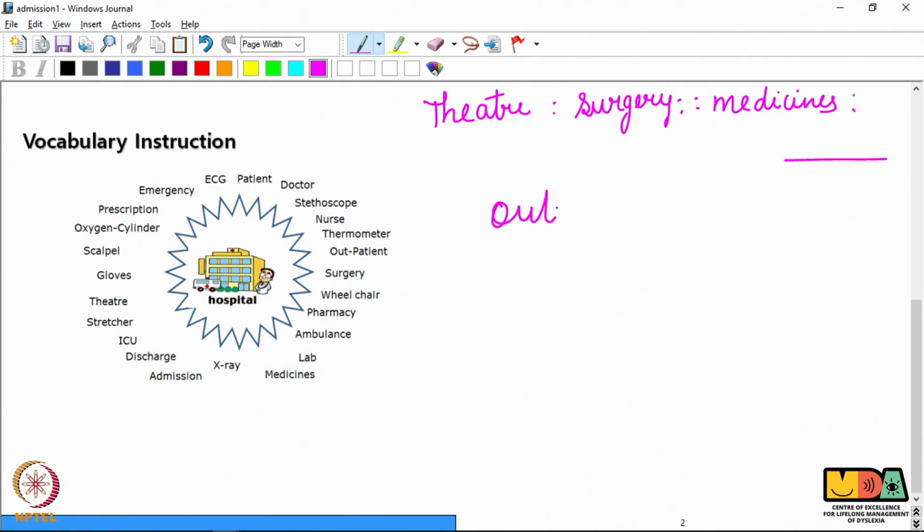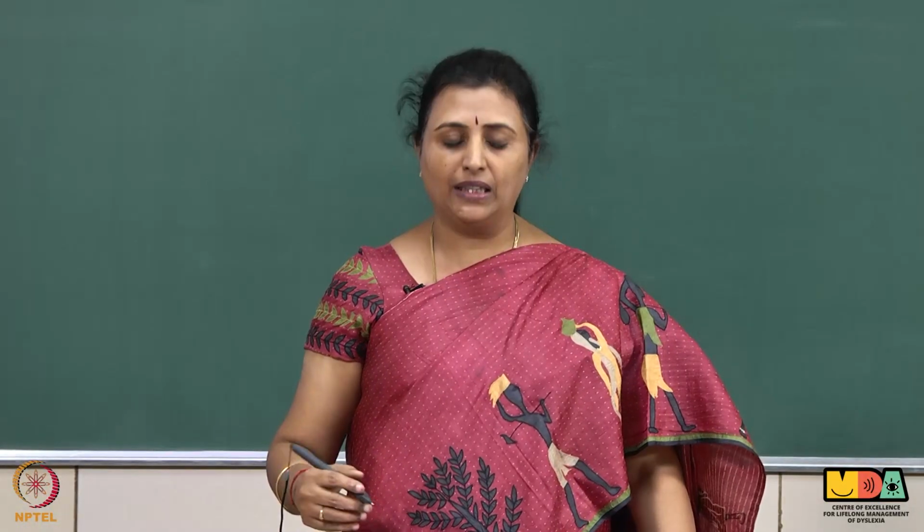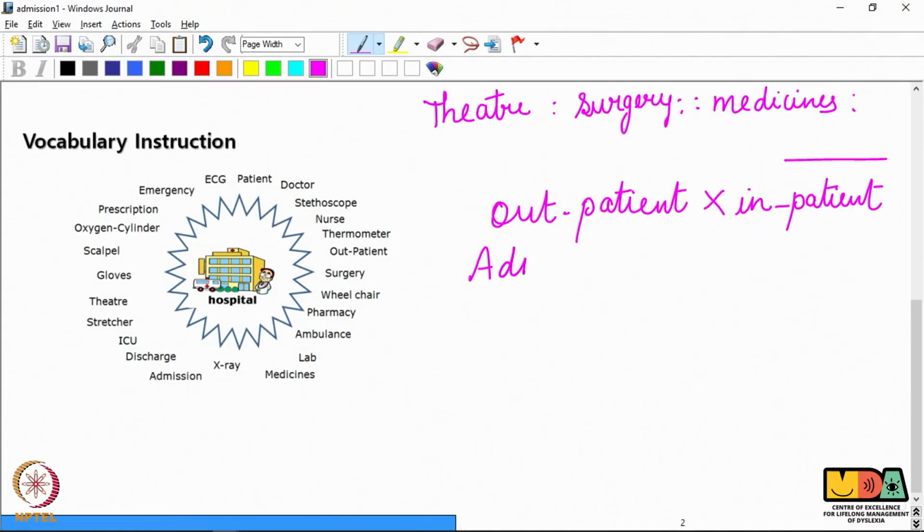Now, if we are going in for opposites for lower classes, when I say outpatient, what would be my opposite? Yes, it is going to be inpatient. Right? It is quite simple. This you can do for lower class children. Yes. Now, can we take up the word admission? What would be the opposite of admission? Can we locate it here? Yes, it is discharge.